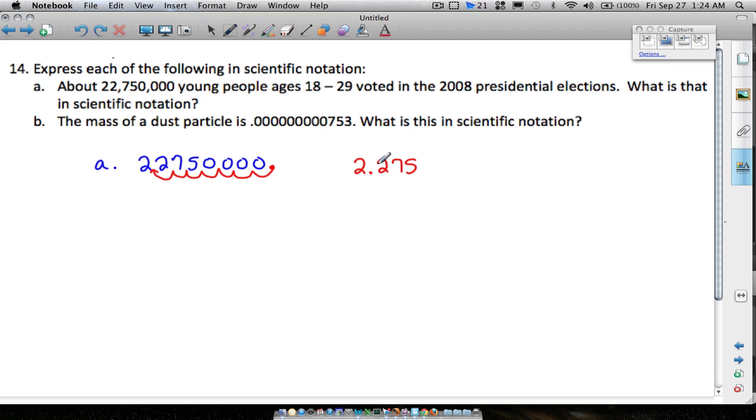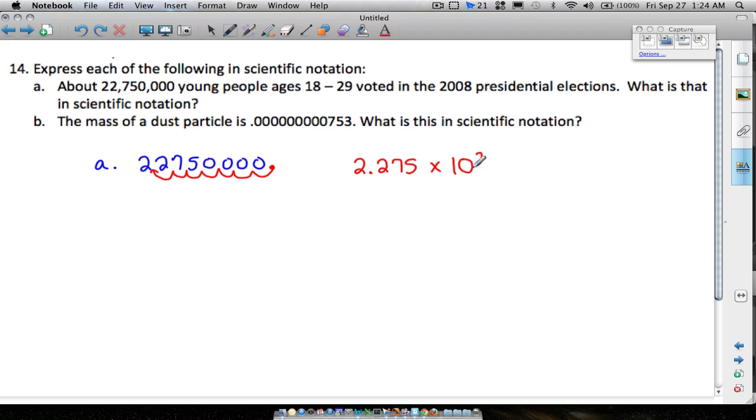So 2.275, that number is a lot smaller than 22,750,000. So what we want to do is make this number get big. And the idea is if you move to the left, how many places did we move to the left? 1, 2, 3, 4, 5, 6, 7. We moved 7 places to the left.